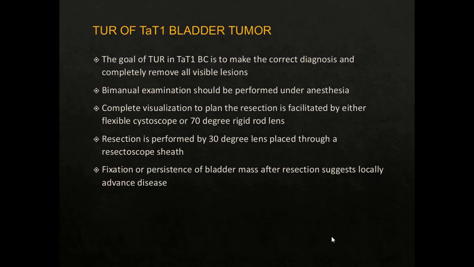Transurethral resection of Ta-T1 bladder tumors. The goal of TUR in Ta-T1 bladder carcinoma is to make the correct diagnosis and completely remove all the visible lesions. Bimanual examination should be performed under anesthesia. Complete visualization to plan the resection is facilitated by either flexible cystoscopy or 70-degree rigid rod lens. Resection is performed by 30-degree lens placed through a resectoscope sheath. Fixation or persistence of bladder mass after resection suggests locally advanced disease.